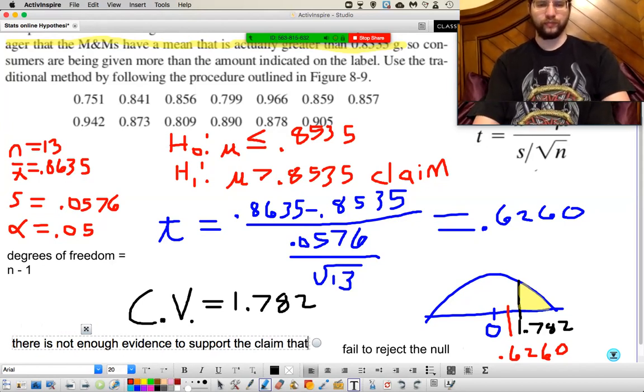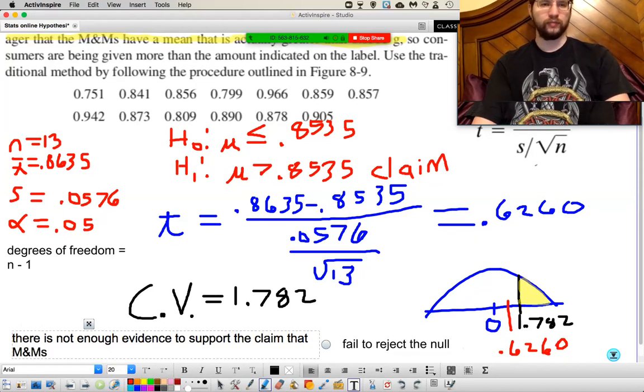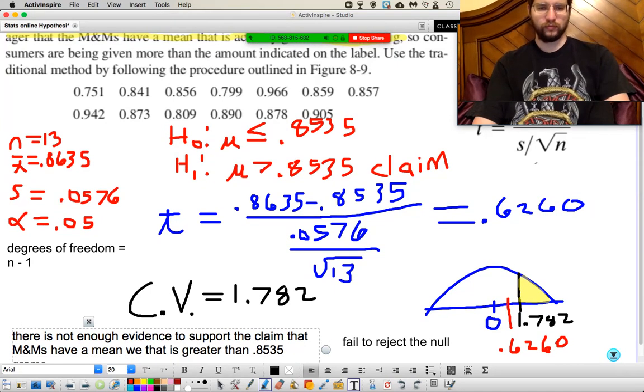that M&Ms have a mean weight greater than 0.8535 grams. So that'll be our conclusion.